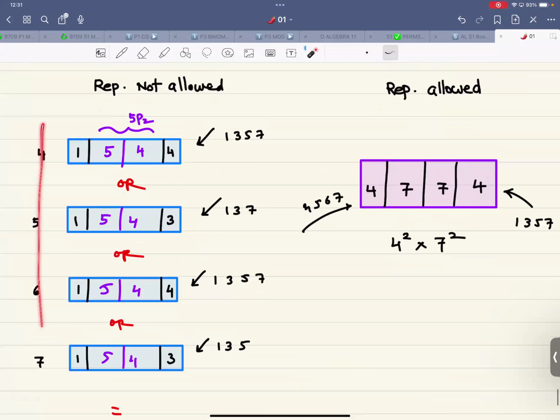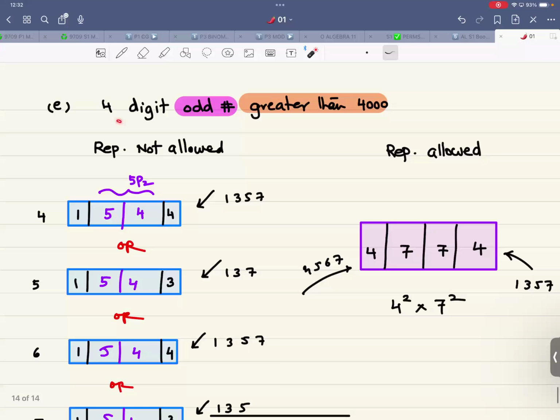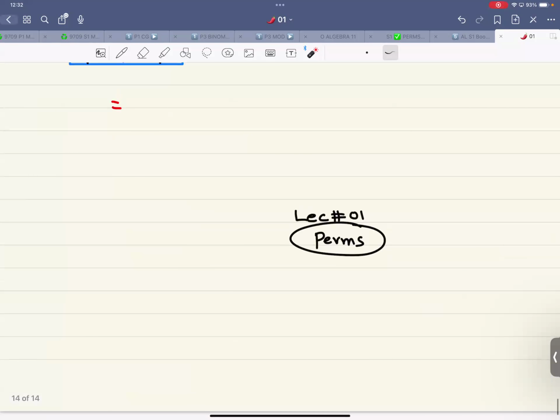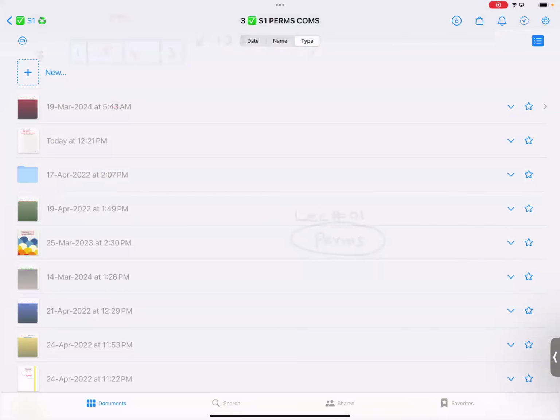And this was done in 4 steps. This is done in only 1 step. 4-digit odd number greater than 4000. First digit could be any one of these 4. Repetition is allowed. So 1, 3, 5, 7 for the odd. 7 was used over here. 5 was used over here. So what? Repetition is allowed. And 7 and 7 over here. So this is 4 squared into 7 squared. So that is the basic idea of this. Let me open another PDF.